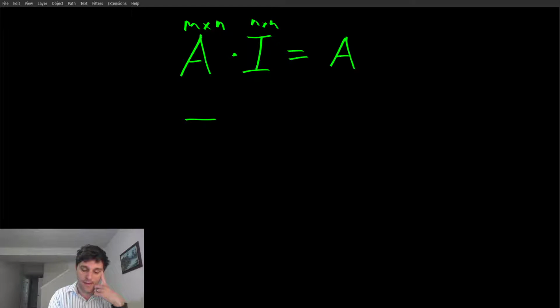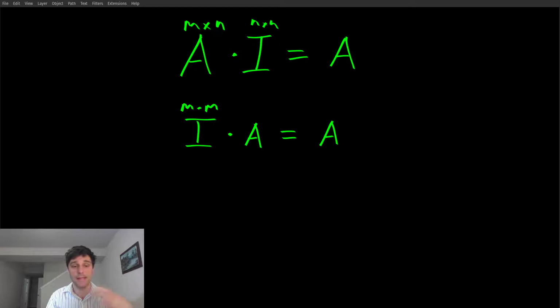Going the other way also works. So if I have I times A, that's also going to be equal to A. But this time it has to be the m by m identity matrix, right? So yes, the identity matrix works like a 1 in matrix world.